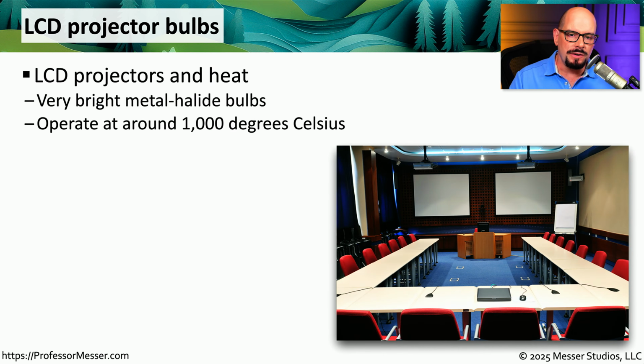If you've ever been in a conference room, you've probably seen these LCD projectors that are hanging from the ceiling or sitting on the table, and you'll notice that they give a very bright display. They're able to do this because inside of this very small device is a very bright metal halide bulb. That bulb gets very, very hot because it is putting out a lot of light. If you were to measure it, it gets around 1,000 degrees Celsius inside of that bulb.